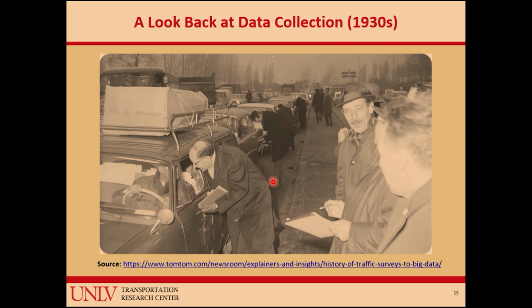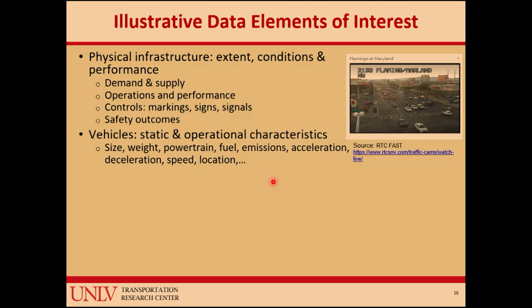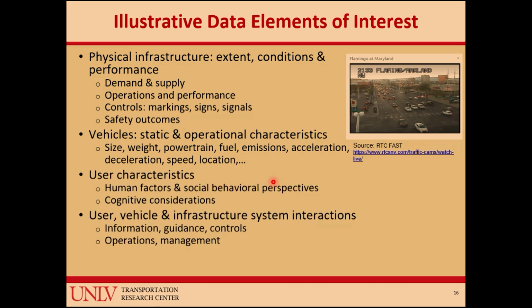As many of you said, you want to get from your origin to your destination as quickly as possible. So maybe when somebody's stuck in traffic, that's it. So we've come a long way from there, folks. So what are the data elements that we are interested in? The physical infrastructure, the vehicle characteristics, user characteristics, and the interaction between users, vehicles, and infrastructure systems. That's where the safety comes in, not necessarily any one of these individually.